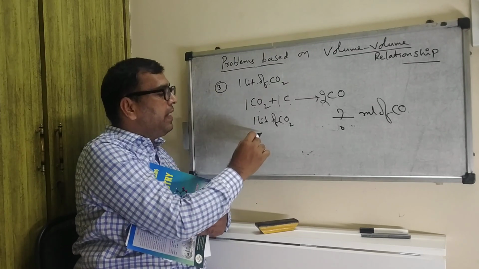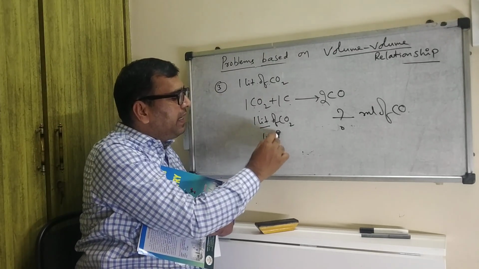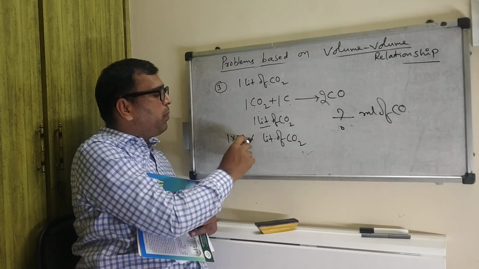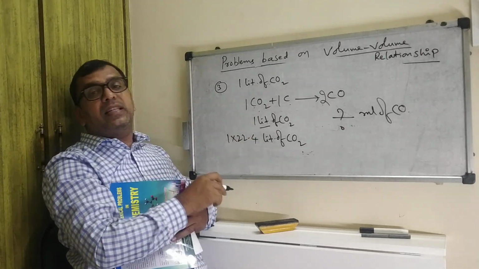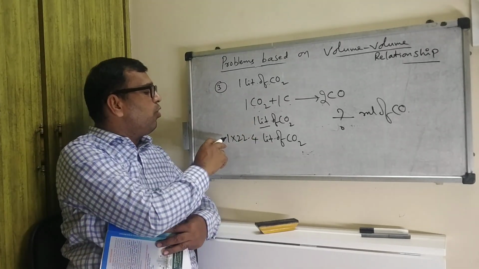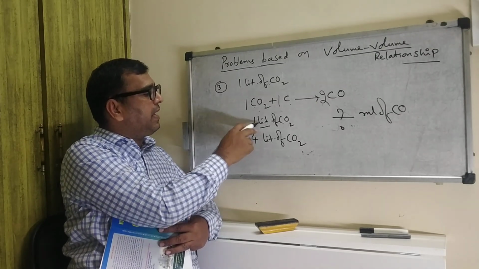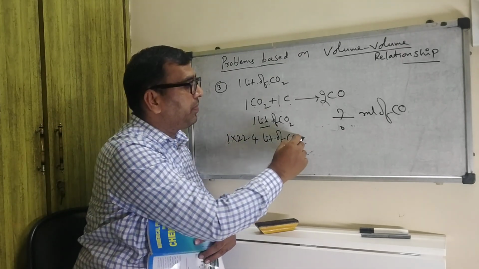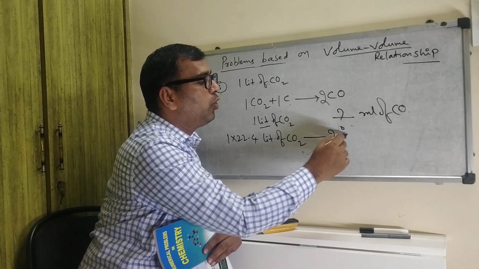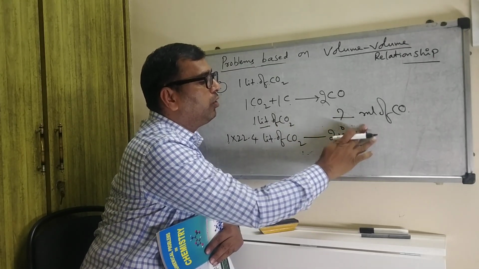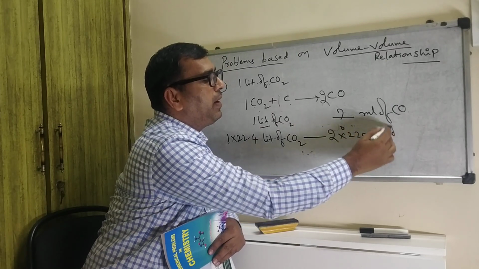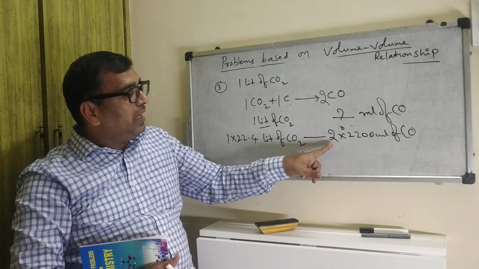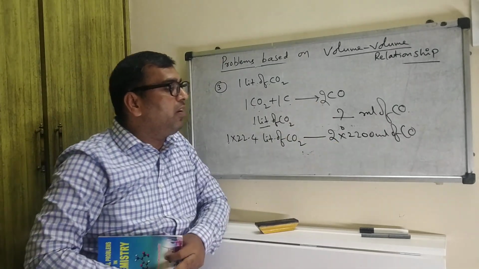Then first, the given information is in liters. Liters of carbon dioxide means 1 into 22.4 liters. Why? Because the given information is in liters, so that is why here 1 liter means 1 into 22.4 liters of carbon dioxide gives 2 into 22,400 ml of carbon monoxide. So here 2 into 22,400 ml.